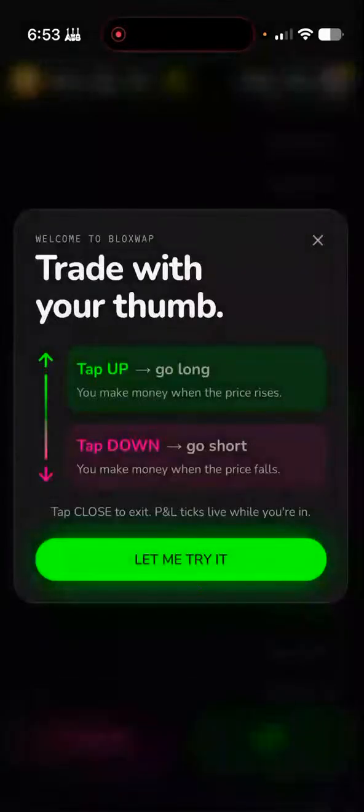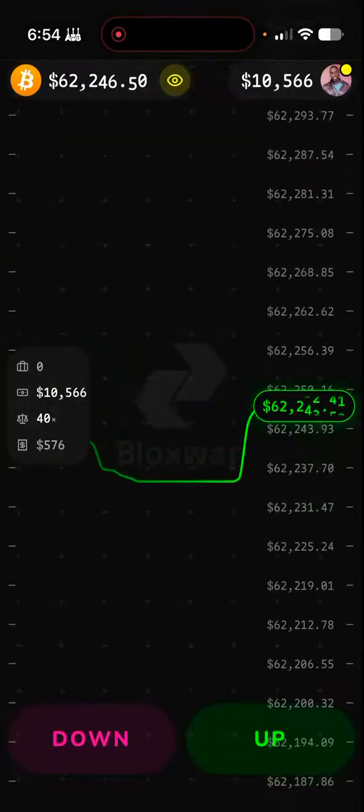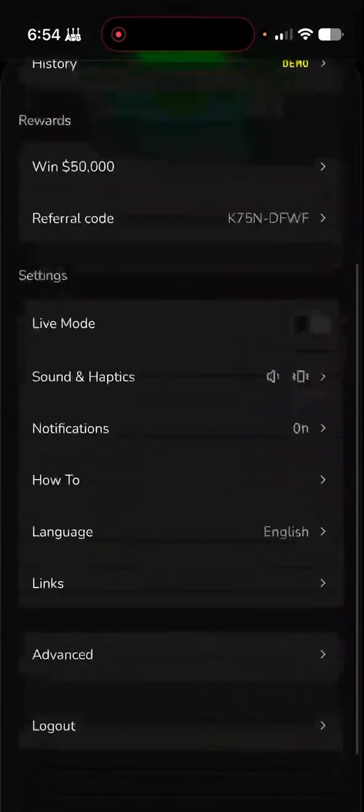Then we also have a how-to. So this just explains how to use the product. It's super simple. Like you saw, you just trade with your thumb. You tap up if you think the price is going to go up. You tap down if you think the price is going to go down. And then say, let me try it. And then what else is there?